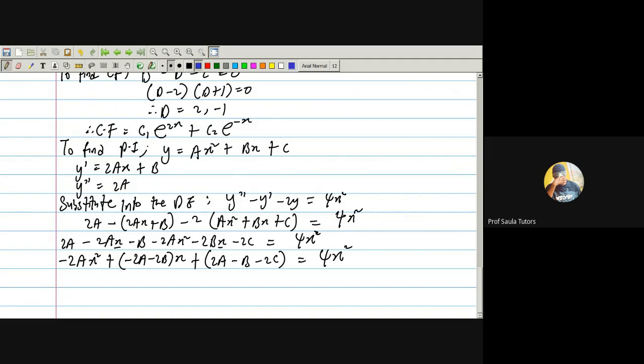So what will you now do here? You say, okay, comparing coefficients. Let's first compare the coefficient of x squared. What do you have? Minus 2a equals 4. So therefore, a equals what? Minus 2.